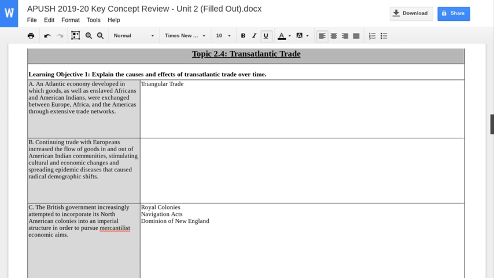They also, at times, to varying degrees, enforced what are called the Navigation Acts. You need to know what that is, and then how, more importantly, or as importantly, how it shows that the British government is attempting to control their colonies into an imperial structure. And then lastly, the Dominion of New England. Same thing. Get the definition if you don't have it in the box, and then be able to explain how it shows Britain trying to incorporate these colonies into, once again, their imperial structure.